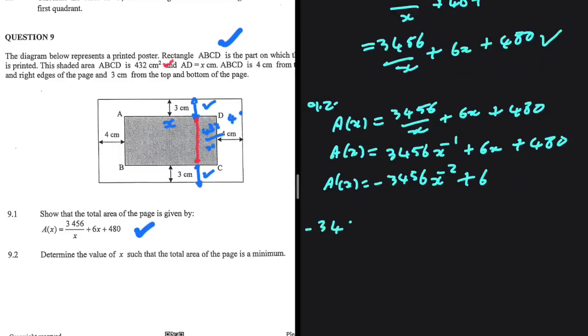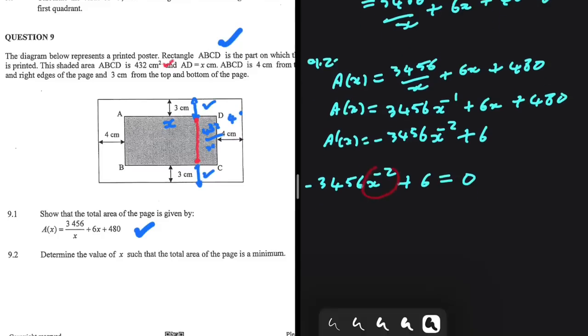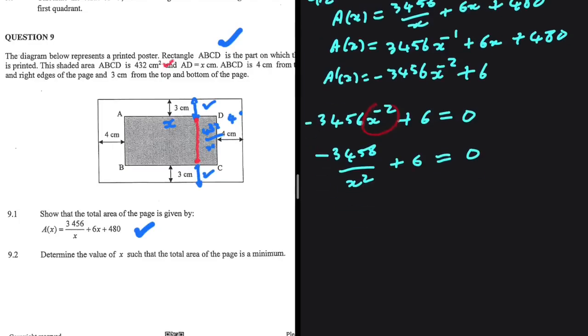Minus 3,456 x to the minus 2 plus 6 is equal to 0. X to the minus 2 is problematic, so let's write it as minus 3,456 divided by x squared plus 6 being equal to 0. We can multiply both sides by x squared. If we do that, we're going to get 6x squared minus 3,456 being equal to 0.